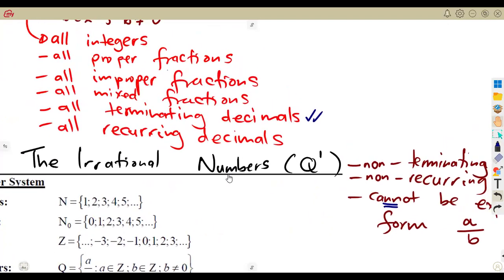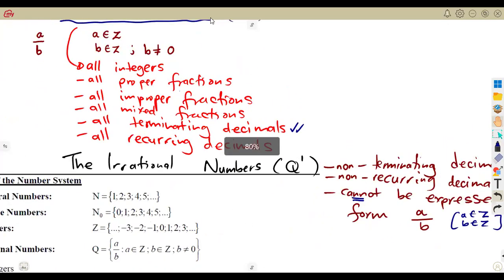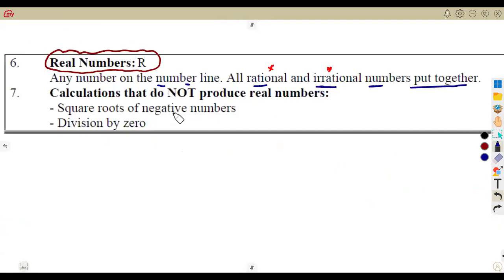So combining these, the irrational numbers and the rational numbers together, we are giving what we call the real numbers. This is what I wanted you to understand here. This is where we have the real numbers. Any number on the number line. That is, we are talking of what? All rational and irrational numbers put together. It builds up the real numbers.